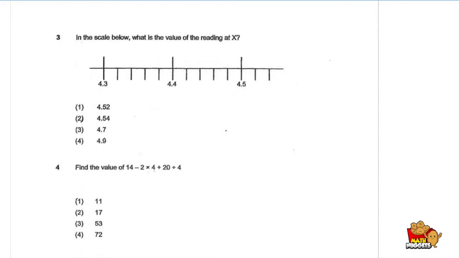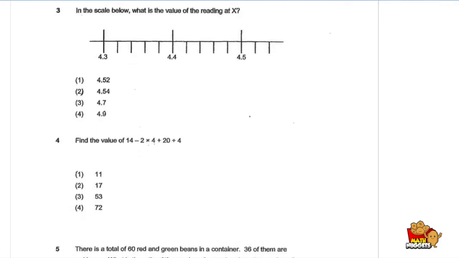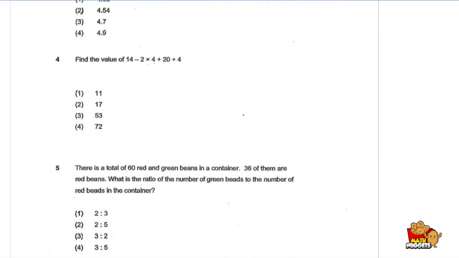Question 3. The value of the reading at point X. Okay, there's no point X here, so we will skip question 3. There's no indication of X. Question 4.